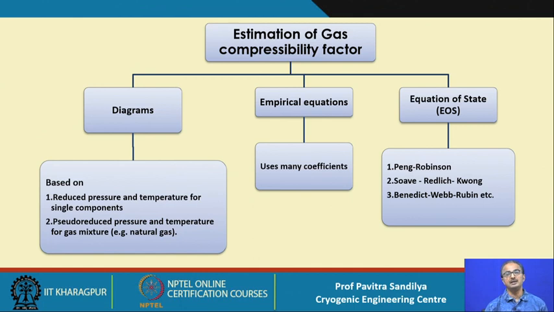Later on, many other non-ideal or real gas equations of state were proposed, and some of them have been given here, like Peng Robinson, Soave Redlich Kwong, Benedict Webb Rubin. These are just a few. There are several equations of state reported in the literature, which you can easily find in a standard thermodynamics book.